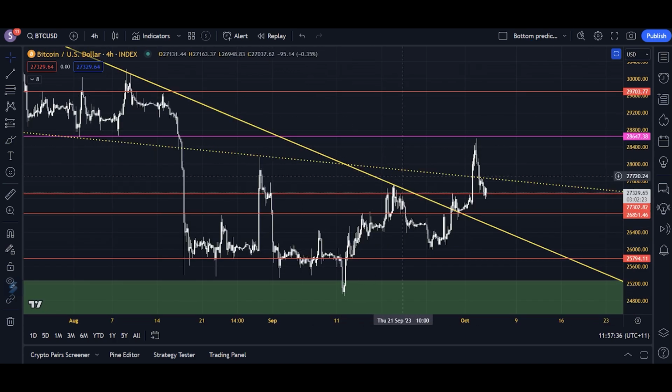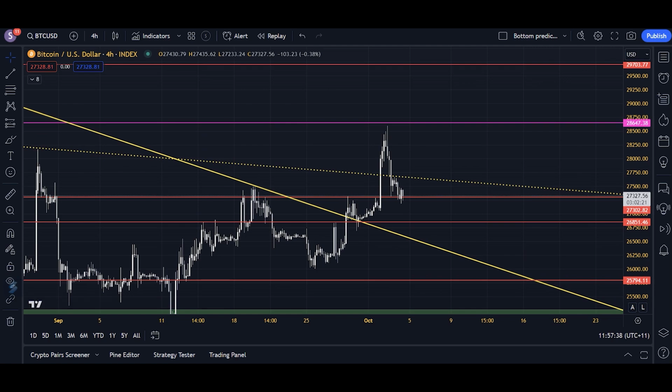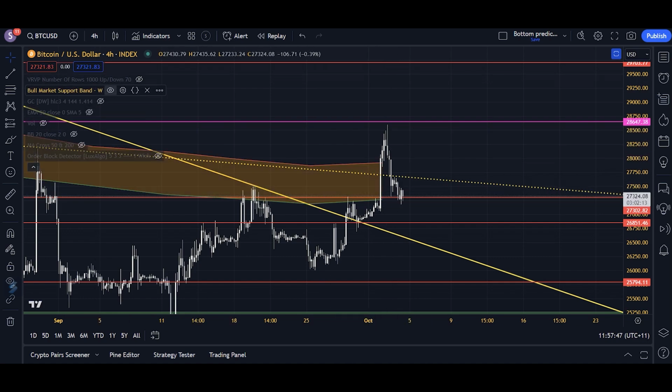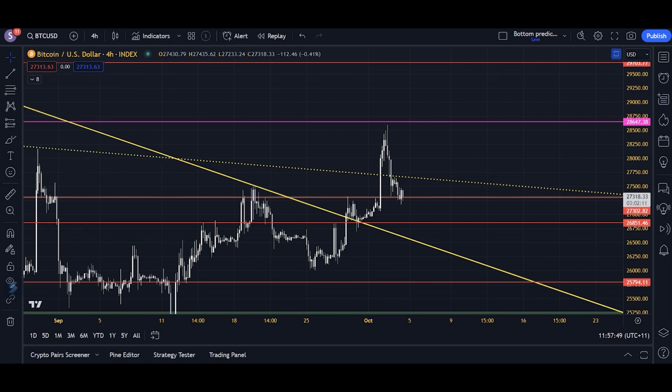Now, this is the 4-hourly chart. As of right now, the major support we're watching, and the major support we're on right now, is 27.3k. 27.3k is not only a horizontal support, it's also where the bull market support band rests, and this is where we get into RSI as well.